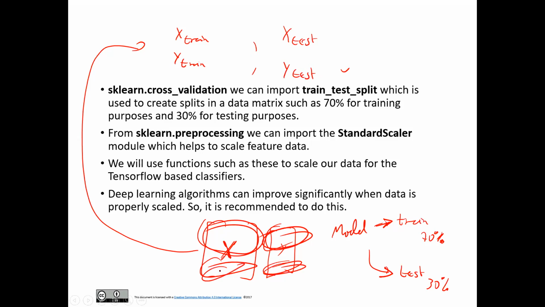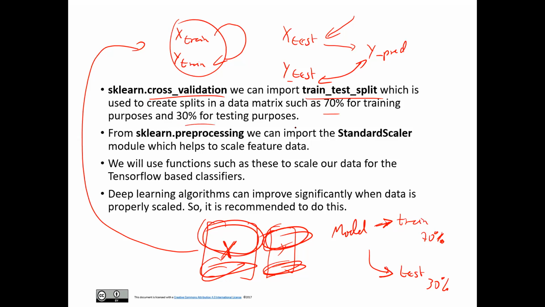So now we'll be able to feed our model first to train these so that it learns to correlate X train to Y train. And then once the model is trained, we feed it X test. It's going to predict Y pred, and then we can compare Y pred with the original Y test and establish performance, okay? So to do that, we're going to use these libraries, cross-validation and train test split. So this creates splits in the data, such as 70% for training, 30% for testing.